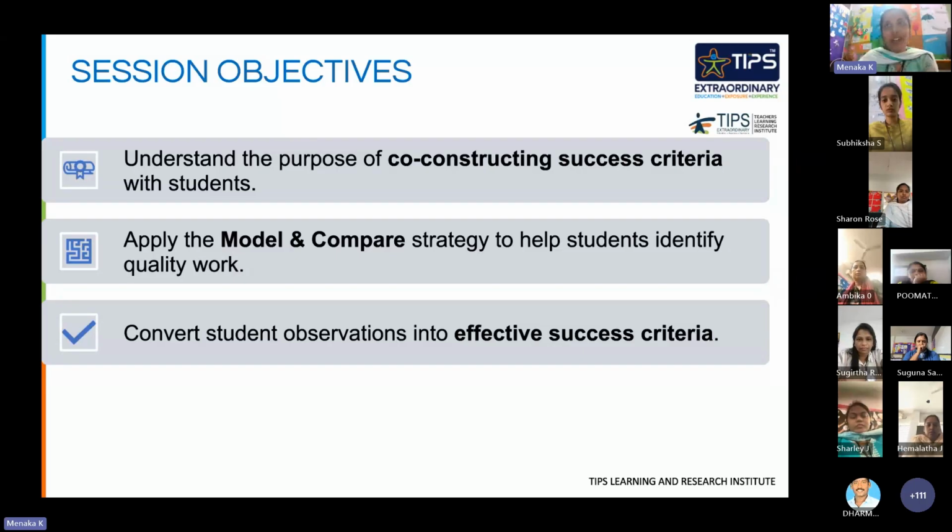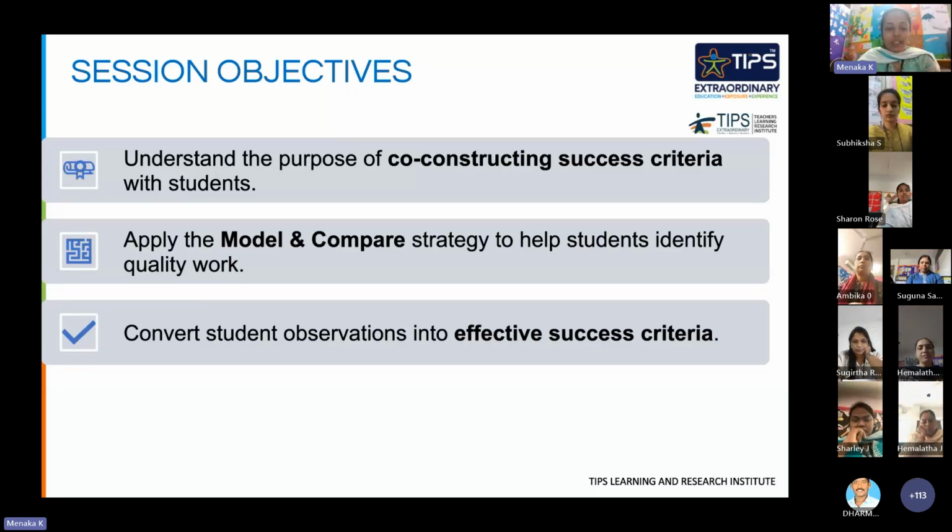Session objective is the learning goal, because the learning goal is nothing but that which specifies the learning that is intended for the lesson, right? So our session objective is to understand the purpose of co-constructing success criteria with the children by applying the model and compass strategy, right? So that would be our learning goal. So learning goal is nothing but the learning that is intended for the lesson. Success criteria is how students can demonstrate that particular learning.